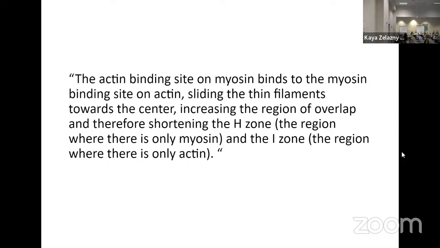If you wanted to link that all together, everything that was in that statement, to fully describe what's happening with the sarcomere shortening, you would say that the actin binding site on myosin binds to the myosin binding site on actin, sliding the thin filament towards the center.